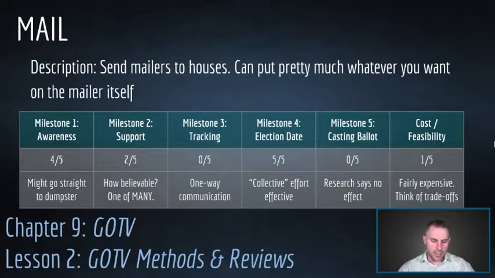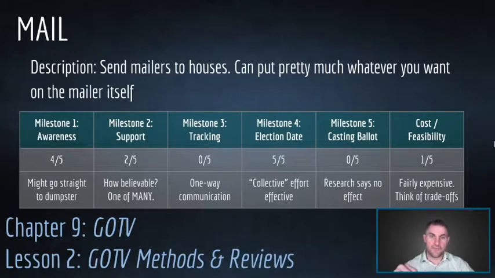For support, I gave it a lower rating, 2 out of 5, because how believable is this mailer that's hitting their mailbox? When it's election season or campaign season, people get overwhelmed with mailers, and some of them are very inflammatory. So how much belief are voters putting into these things? How much is it actually persuading them to think things through differently or form different opinions? I don't know. That's pretty hard to say. So I give it a low rating there, 2 out of 5. Tracking, it's a 0 out of 5. It's a one-way communication. You send them a piece of mail, it's not coming back to you.